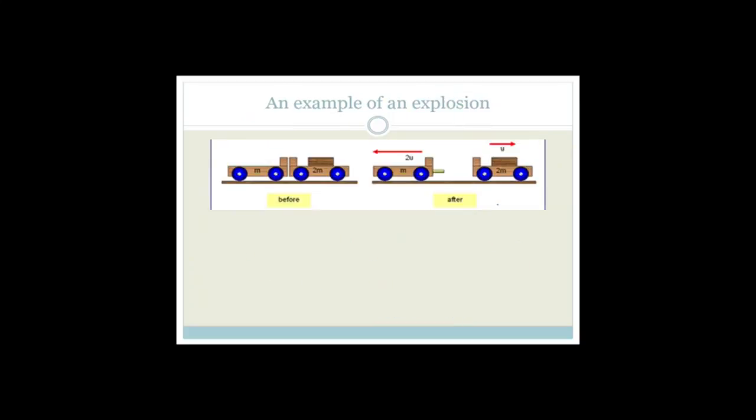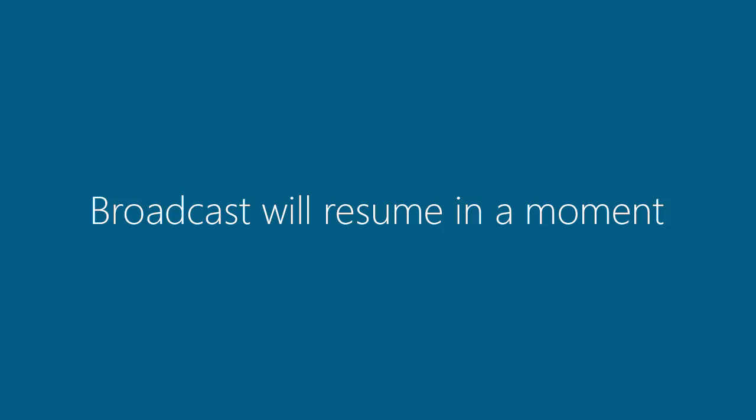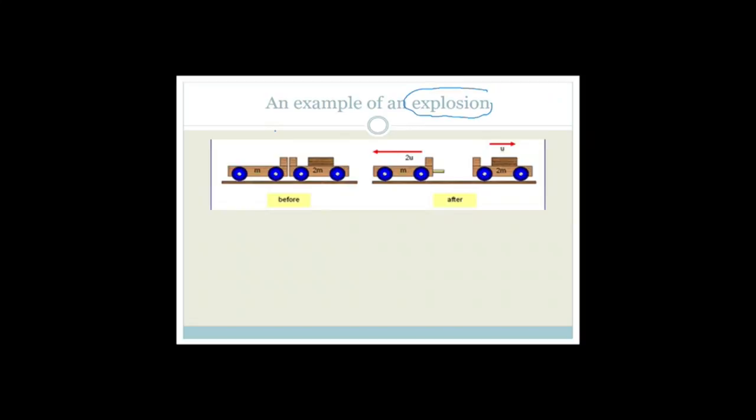Hey, let's do another example. Now, this example is different because this is an explosion. So what that means is that instead of the objects banging against each other, bouncing into each other, and then bouncing off again, they are stuck together initially, and their initial velocity is going to be zero, and then they explode, they push off from each other, so that this is going in the left-hand direction and that's going in the right-hand direction. Right, and let us see what we can do, okay?